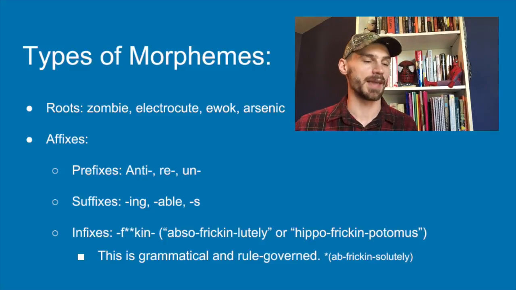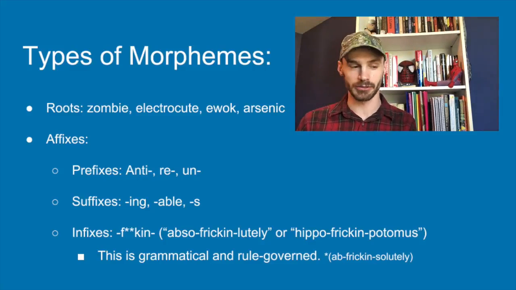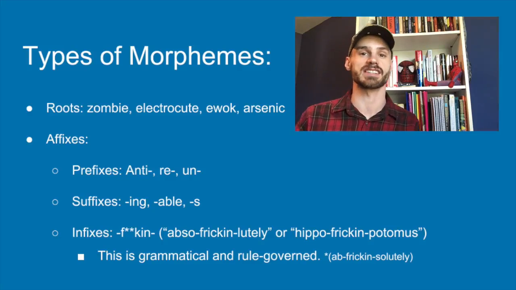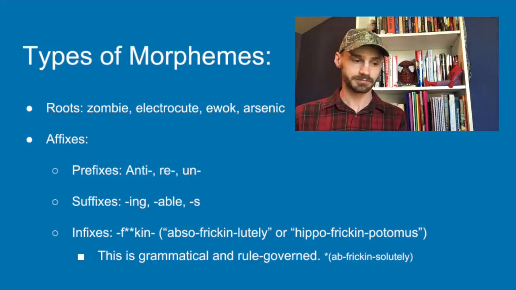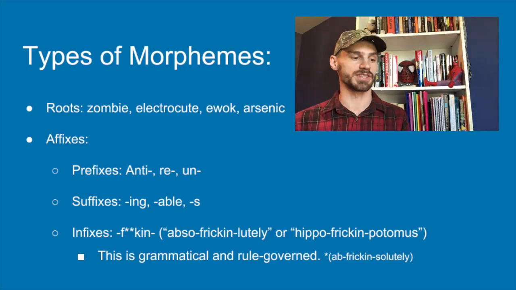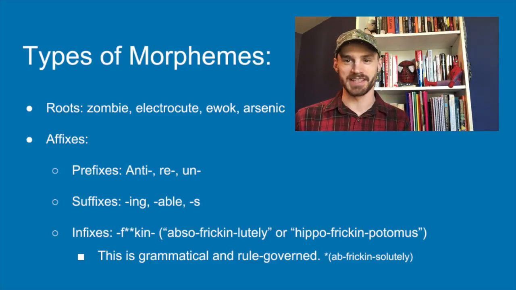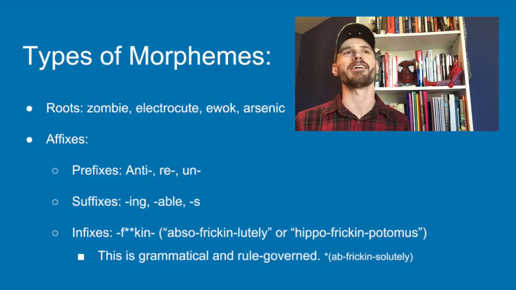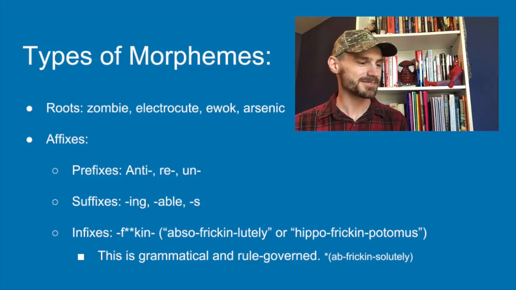So, in words like abso-frickin'-lutely, all you're doing is you're taking the word absolutely and you're making it stronger. So this behaves just like a prefix or a suffix. The only difference is it's occurring inside the word. You could also use it in words like hippo-frickin'-potamus, Massa-frickin'-chusetts, Phila-frickin'-delphia. I could go on and on. Cala-frickin'-fornia. I don't want to go to Cala-frickin'-fornia.